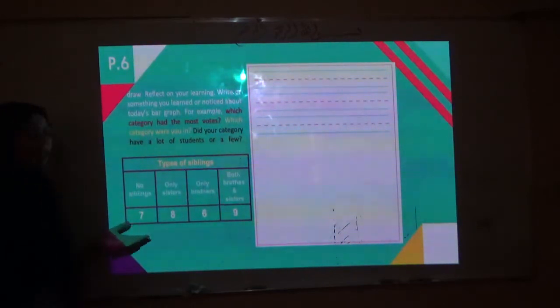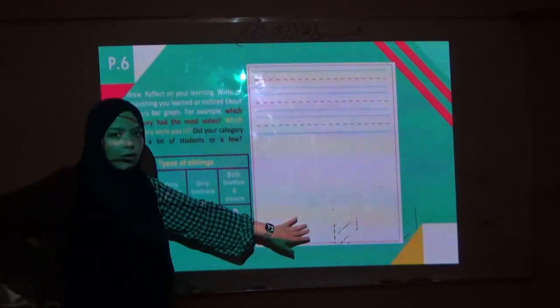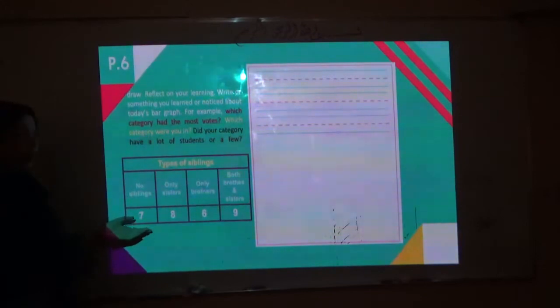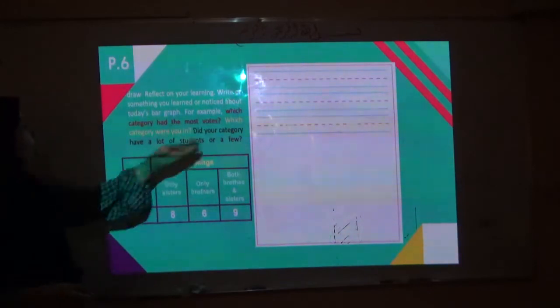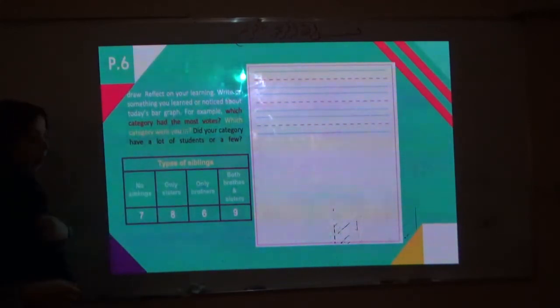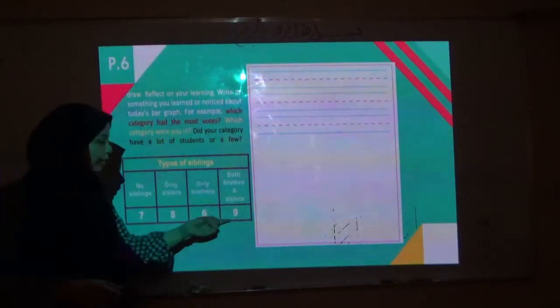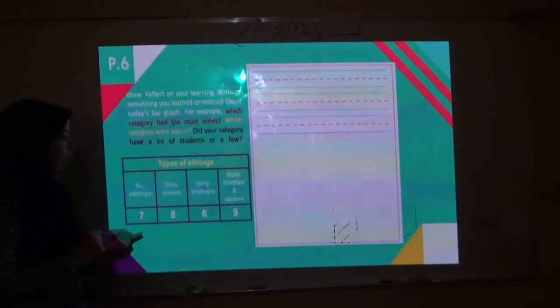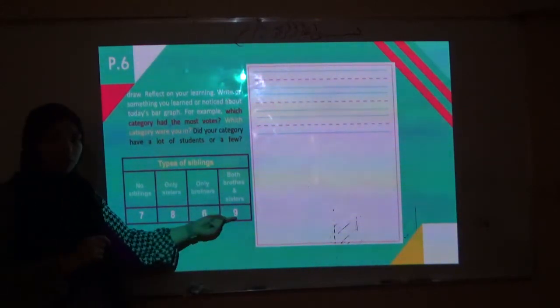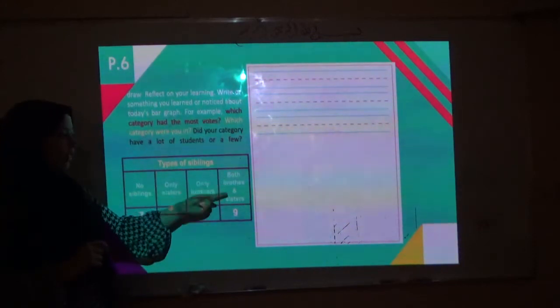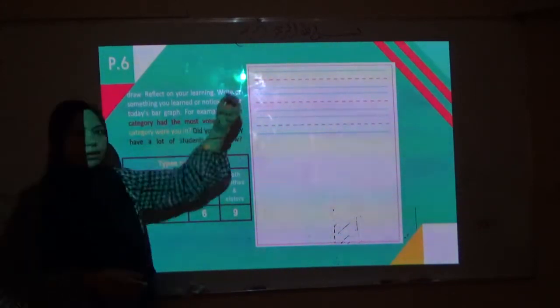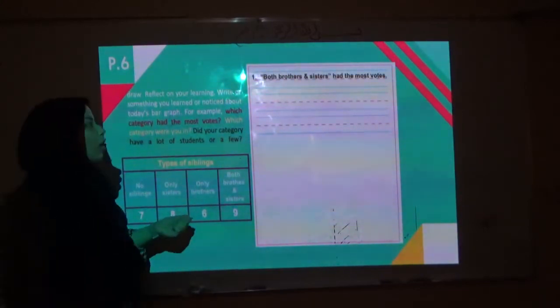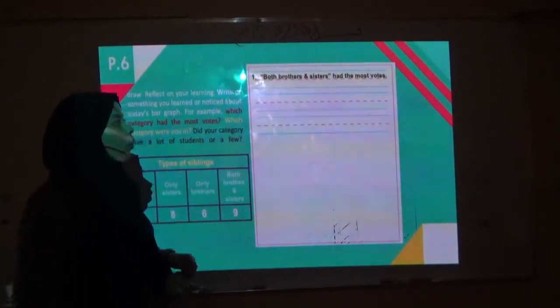Here I have the table that represents our data, and you can use your graph or you can use your data. It's up to you. As you can see here, when comparing the data, which category had the most votes? I will have to go to my table and see which is the greatest number. And of course, it's here, number 9, which is related to both brothers and sisters. So when I'm writing my sentence, I will say, both brothers and sisters had the most votes.